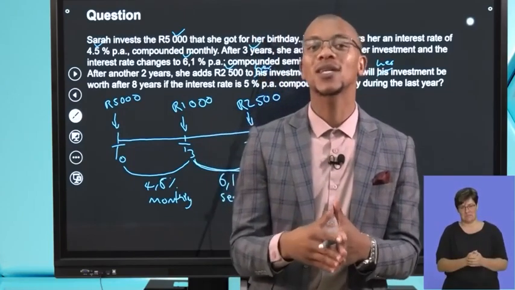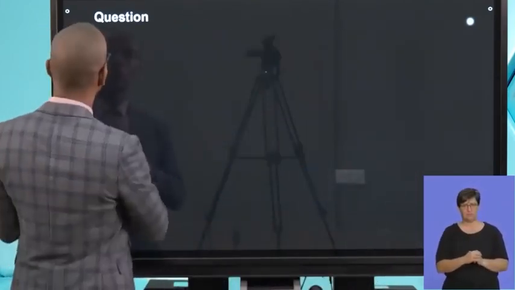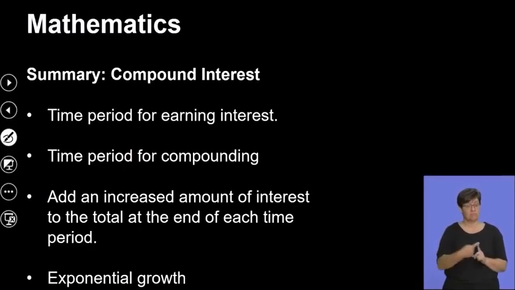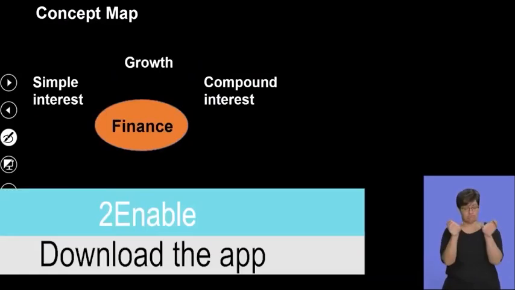So let's just recap quickly what we've done so far. With compound interest, the time period for earning interest is very important. There's a time period for compounding, and you always need to add an increased amount of interest to the total at the end of each period, and this takes on an exponential growth. We've looked at finance and we've looked at two concepts under growth. We've looked at one concept under decay. We are yet to look at the reducing balance.